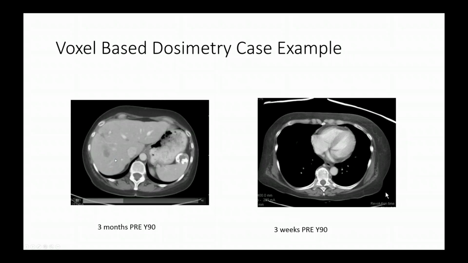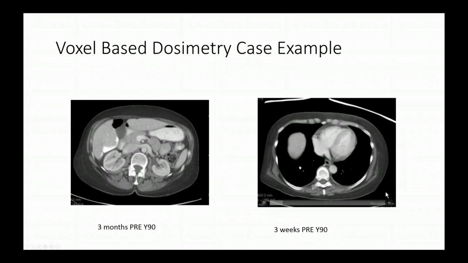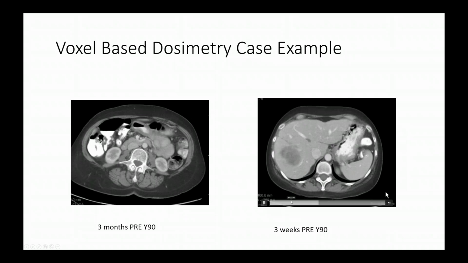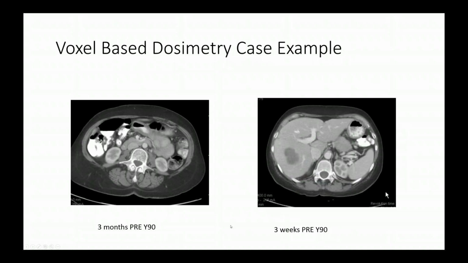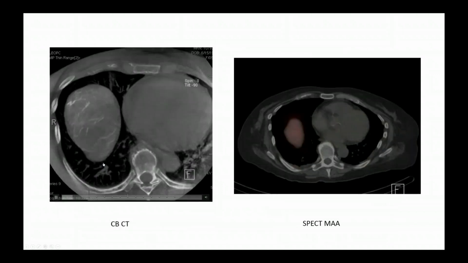This is 3 months prior to the Y90 imaging. This is 3 weeks prior. You can actually see significant progression in between these two imaging studies. And the patient actually came on the day of her diagnostic angiogram, and her tumor had progressed even further.